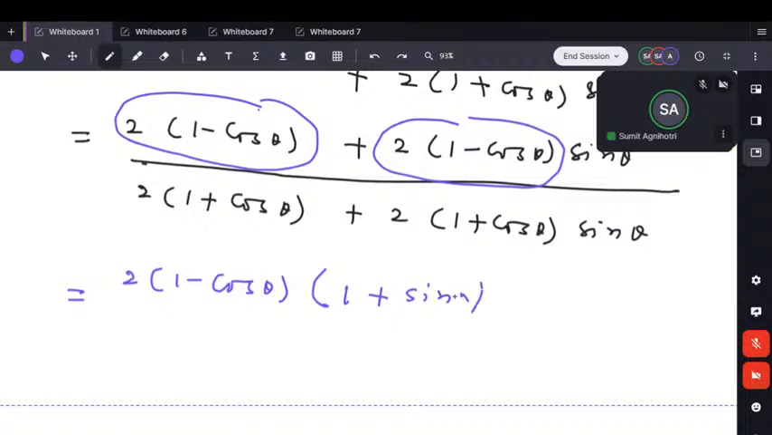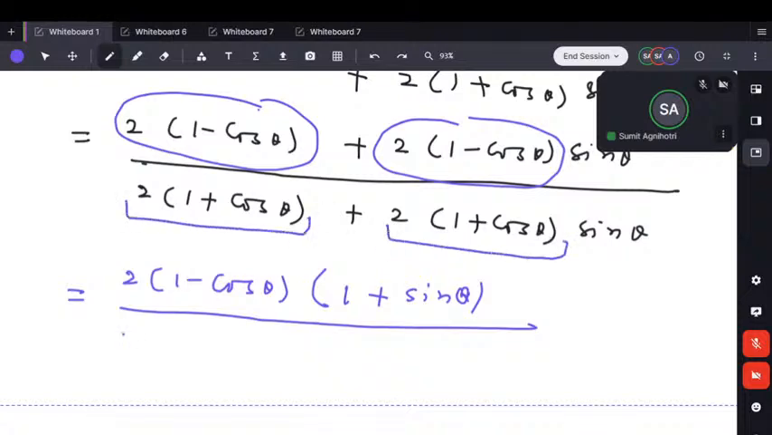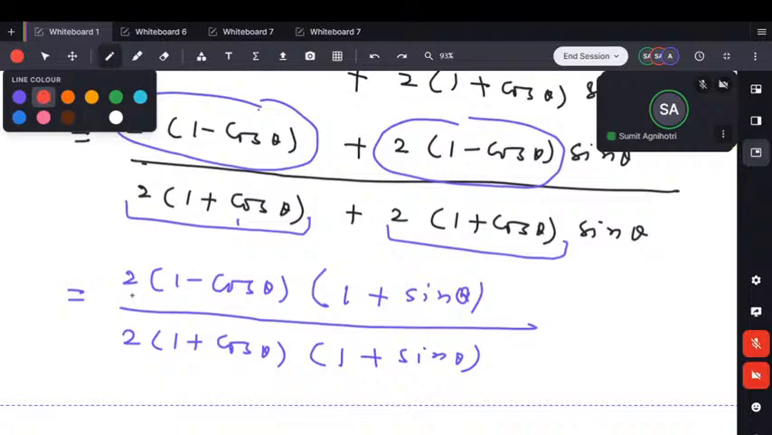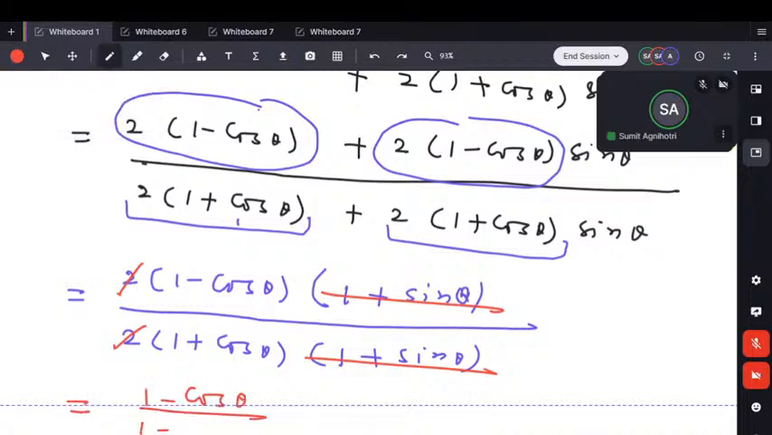This is numerator. Now in denominator again, this much can be taken as common. That means 2 times 1 plus cos theta is common. You will get 1 here and sin theta here. Now it's so easy, very easy. You are supposed to cancel these two because everything is multiplication. You got what you are supposed to answer. This is your RHS, and hence it is proved.